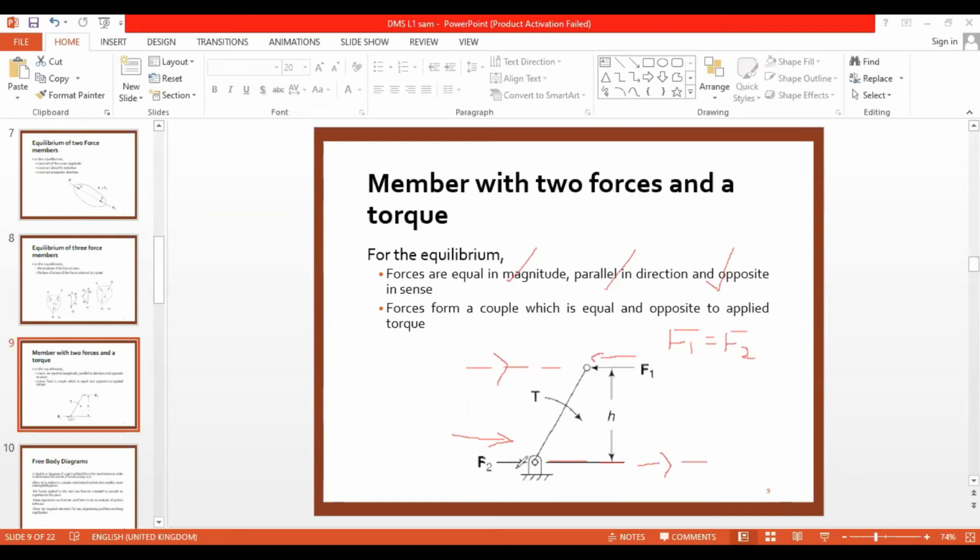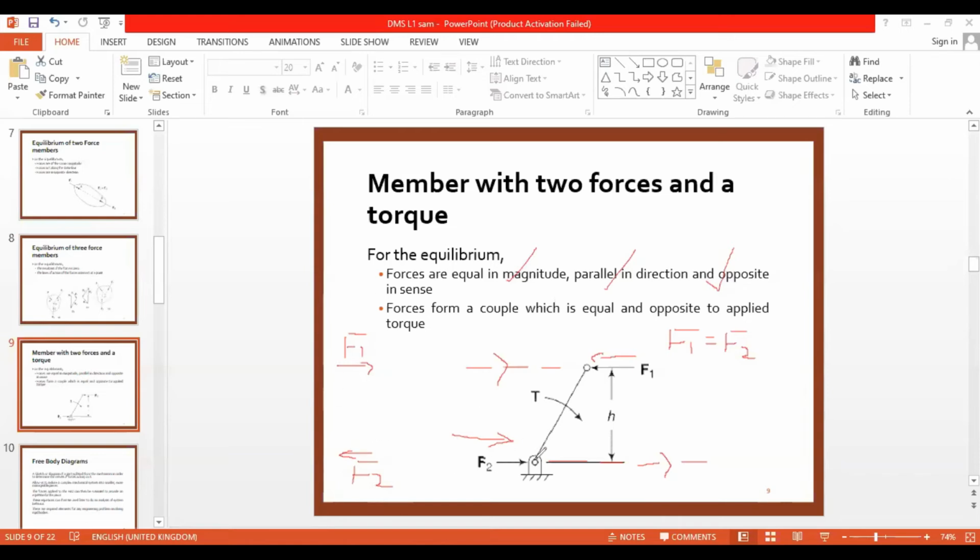These two forces, which two forces? This F1 I will draw separately, and F2, which are acting on this body. I told you they will form a couple, right? So if there are two forces acting, then definitely they will form a couple. So we'll take a particular point and we can take the moment, right?